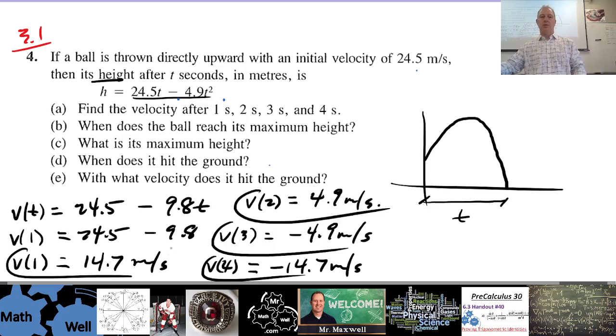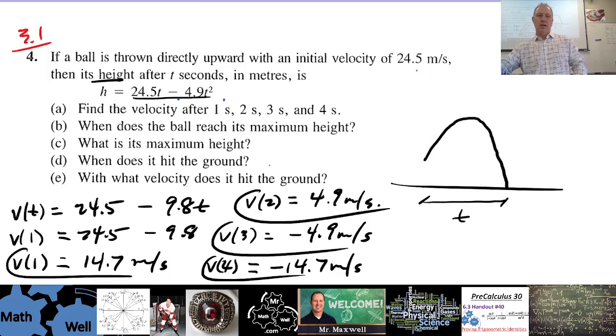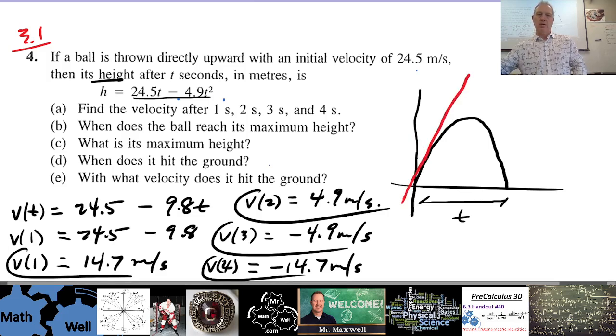Okay, so there's your velocities once you calculate those out. Notice that the first two are positive, the second two are negative. I guess the height starts at zero, so we have a graph kind of looking like this, right? Now the velocity after 1 second, pretty steep there. Velocity after 2 seconds, not quite as steep, but still positive. The velocity after 3 seconds is just the negative of the last one, and the velocity after 4 seconds is the negative of the first one.